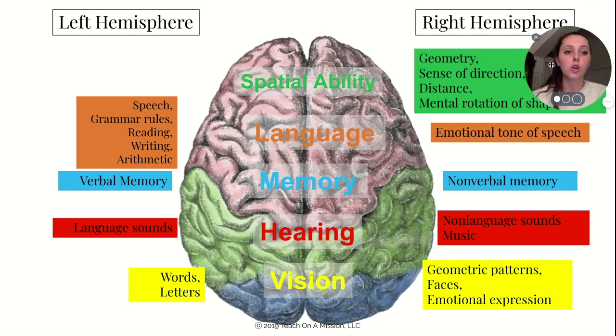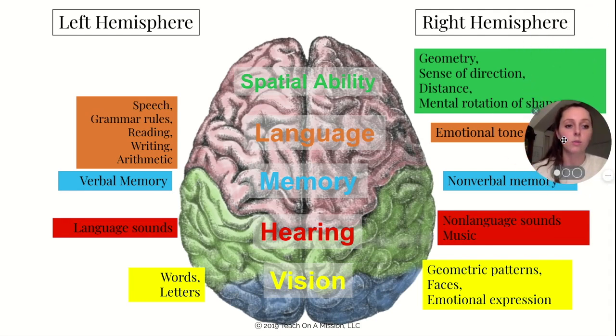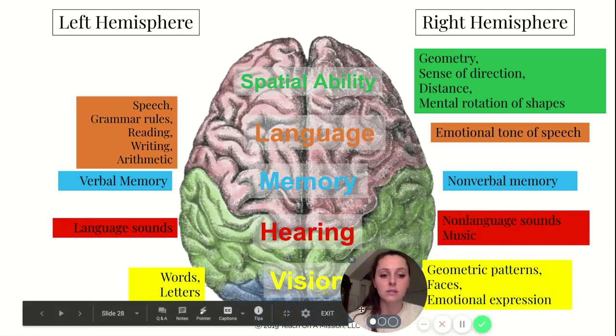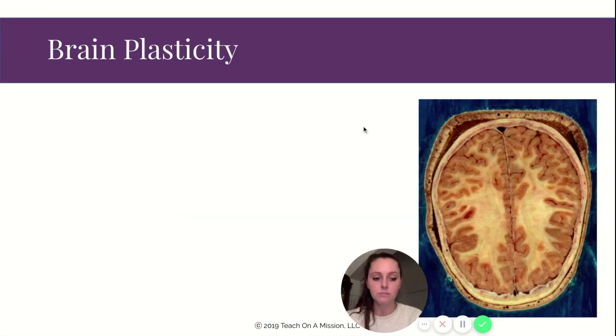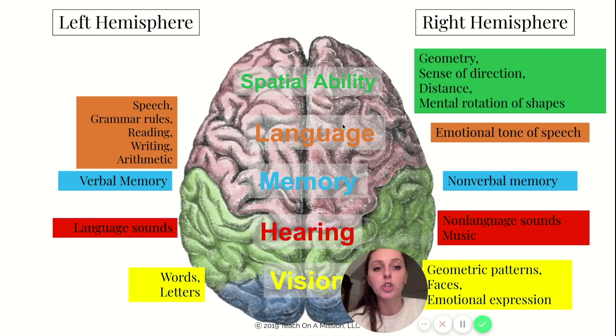Okay, spatial ability. Spatial ability, right hemisphere. We've got our geometry, which kind of makes sense because down in vision, on the right hemisphere, we were also able to pick up our geometric patterns there. But any sort of sense of direction, distance, geometry, rotation of shapes, all of that's going to come from the right hemisphere. A lot of spatial things are going to happen in our right hemisphere. So all of spatial ability is going to happen in that right hemisphere.